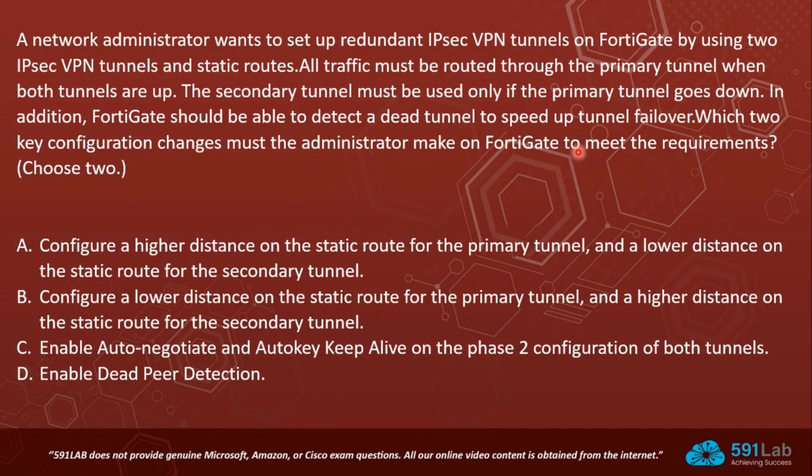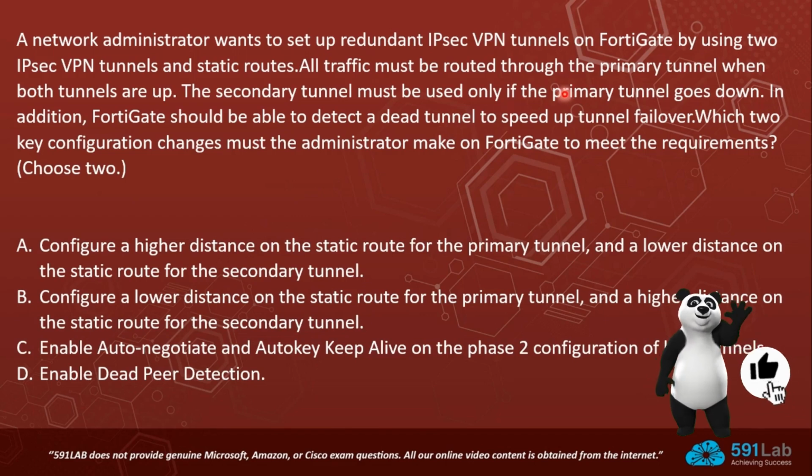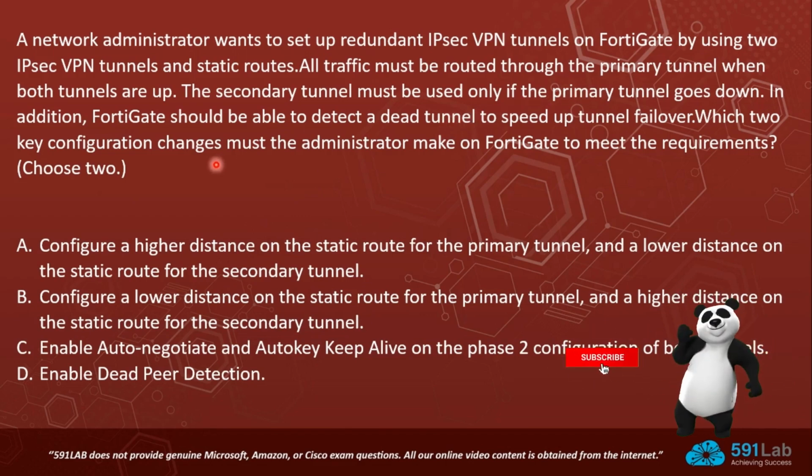That means the administrator wants to configure two IPsec tunnels towards the same destination, one tunnel for primary and the other tunnel for secondary purposes. If the primary tunnel goes down, the secondary tunnel should be activated and pass the traffic through the secondary tunnel. Okay. The question is asking what configuration changes the administrator must make on FortiGate to meet this requirement.